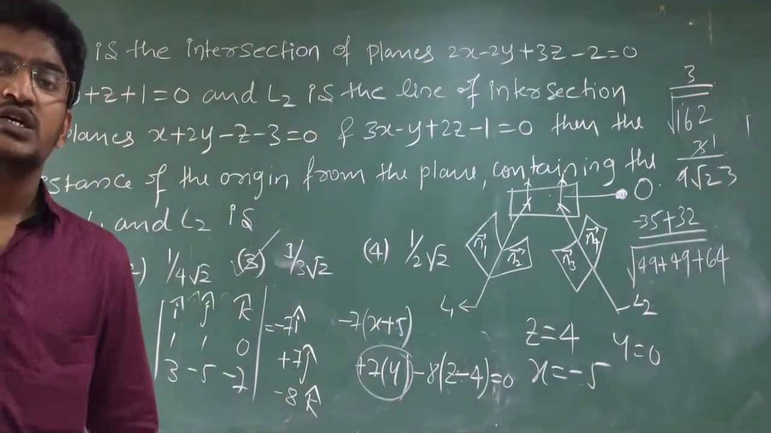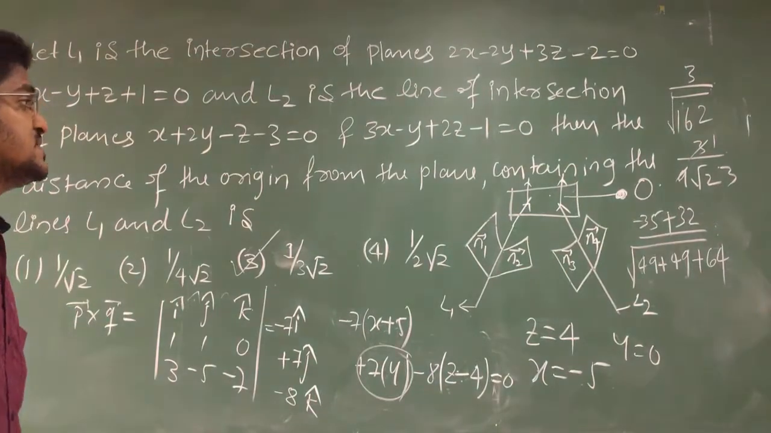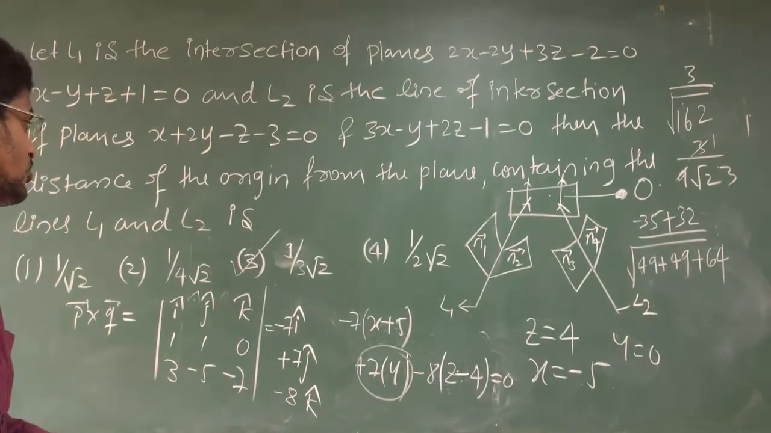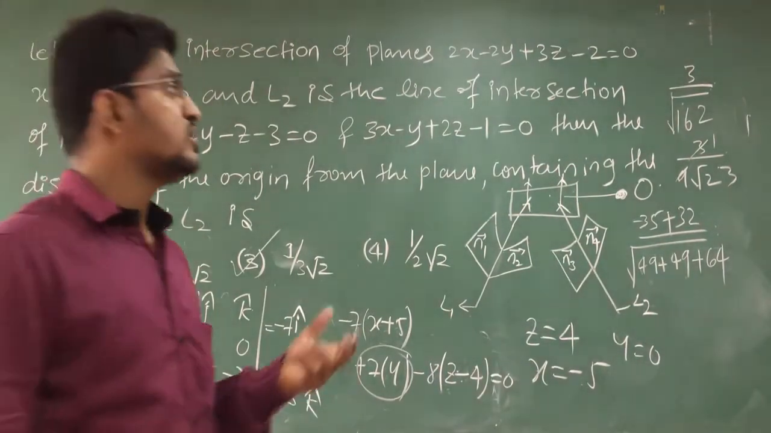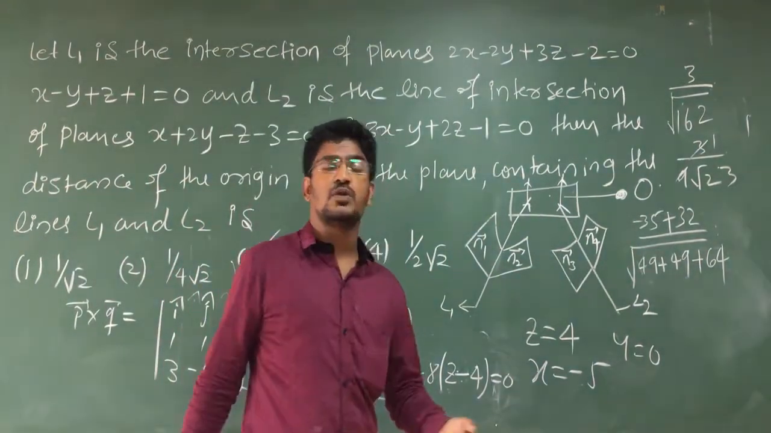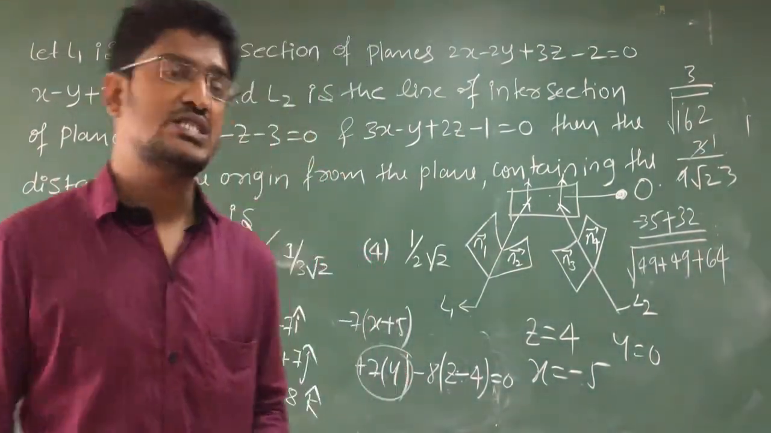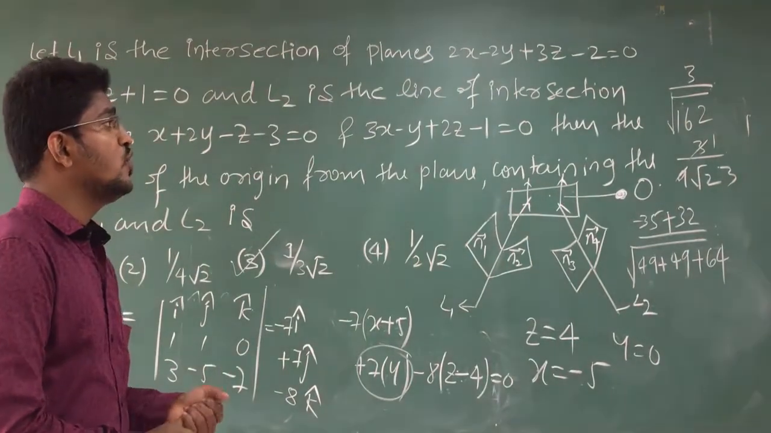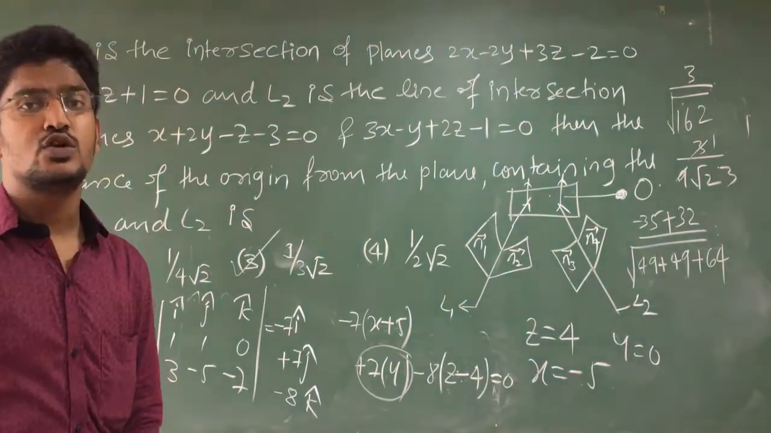Clear, students? So this is how you have to simplify this question. Actually the solution is lengthy, but you can't do anything with these 3-dimensional problems. You have to solve fast, that's all. Clear? So the answer is 1 by 3 root 2.